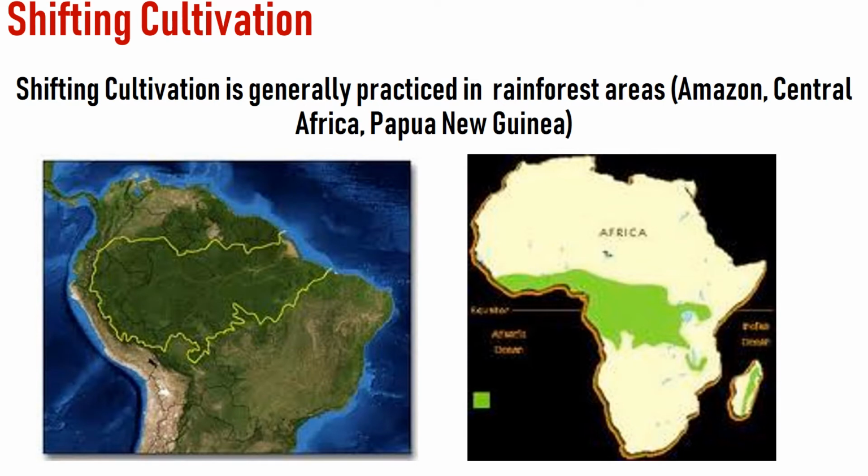Shifting cultivation takes place in rainforested areas, obviously places with lots of forest. So the main places you're going to see this are in tropical places, humid, hot places like the Brazilian rainforest, Papua New Guinea, and the central part of Africa.